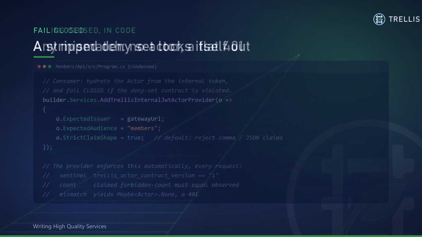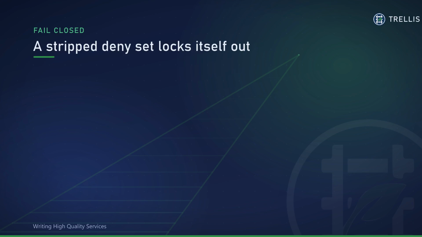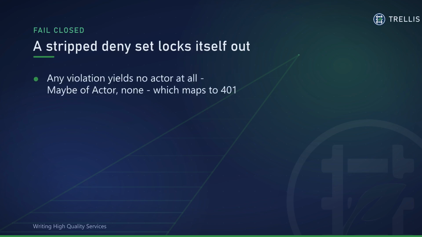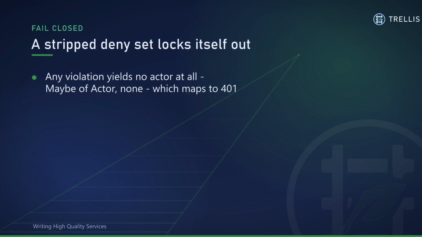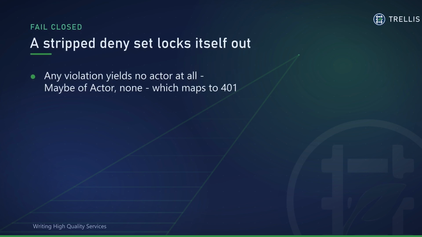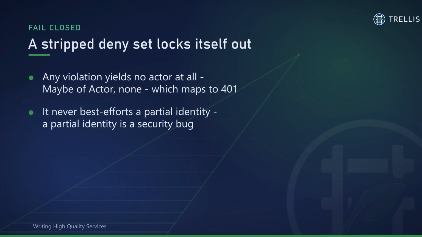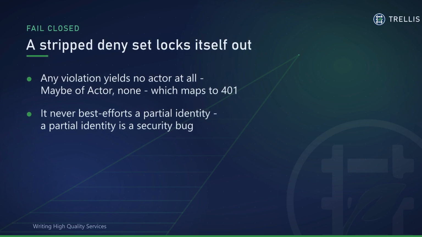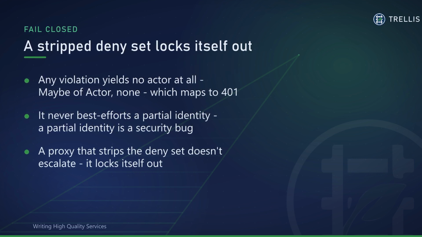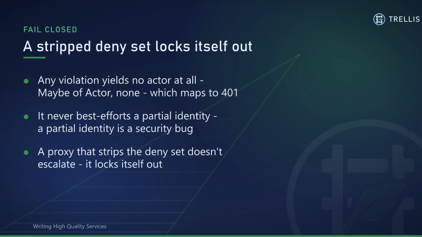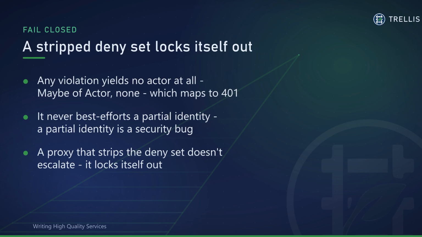It fails closed. And that fail-closed posture is the whole point. When any part of the contract is violated, the provider does not hand back a best-guess actor with some of the claims. It returns nothing, no actor, which the pipeline maps straight to a 401 unauthorized. This matters because the alternative, reconstructing a partial identity and hoping, is exactly how privilege escalations happen. Here, the attack backfires. A proxy that strips the deny set to escalate a user doesn't grant them anything. It breaks the count, fails the check, and locks that request out entirely. The tamper becomes a denial, not an escalation. That's a contract that defends itself.